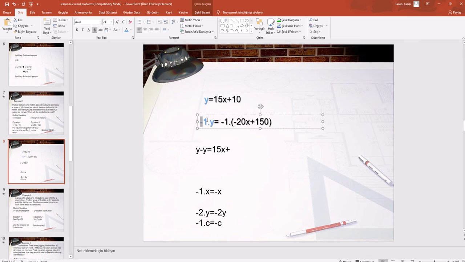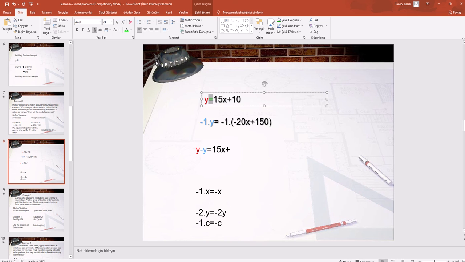This is -1 multiplied by y. Yes, but we have 2y there. That is confusing, that y minus y. Let me explain it. This is the first y, and this blue one is the second y. Let me color it with blue. This is the first y here, and this is the second y. It's okay now?